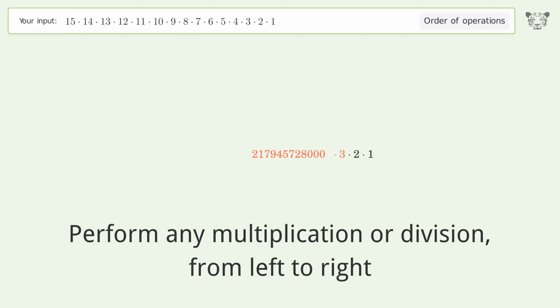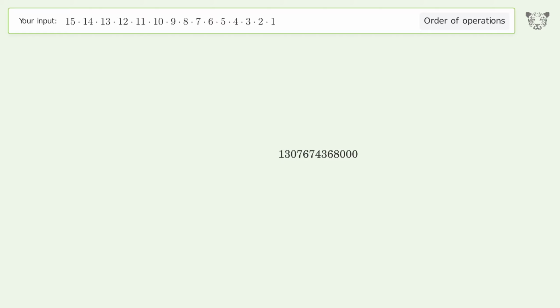217,945,728,000 times 3 equals 653,837,184,000. 653,837,184,000 times 2 equals 1,307,674,368,000. 1,307,674,368,000 times 1 equals 1,307,674,368,000. And so the final result is 1,307,674,368,000.